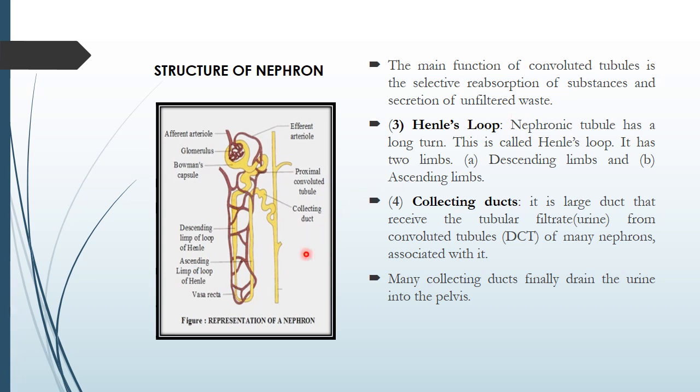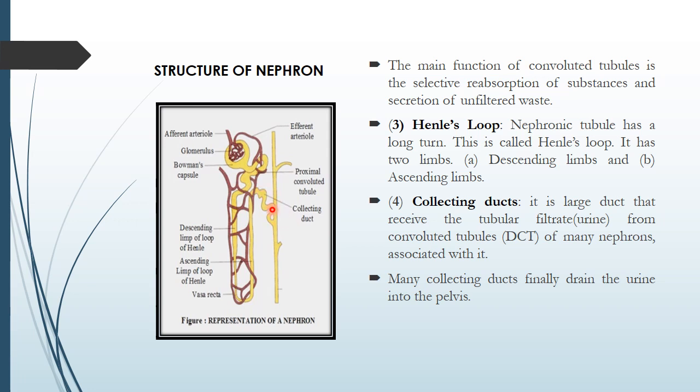The U-shaped part or hairpin-like part that connects the PCT with DCT is Henle's loop. Nephronic tubules has a long turn. It's called Henle's loop. It has two limbs, descending and ascending. Now, loop of Henle opens into a duct called collecting duct.